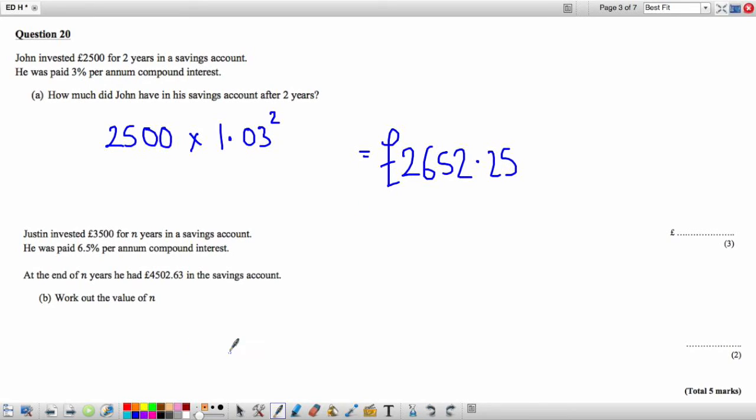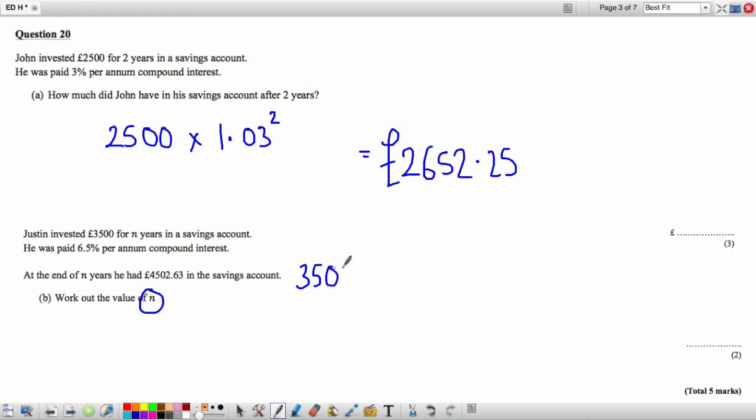Justin invested $3,500 for n years in a savings account. He was paid 6.5% per annum compound interest. At the end of n years, he had $4,502.63 in a savings account. We need to work out the value of n. So let's work out what calculation is taking place here.